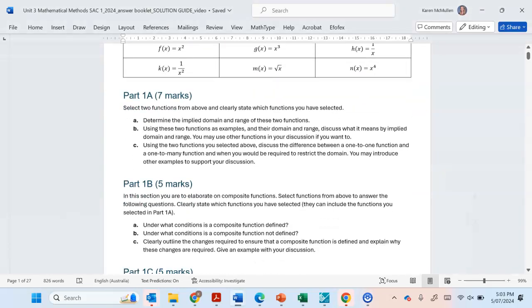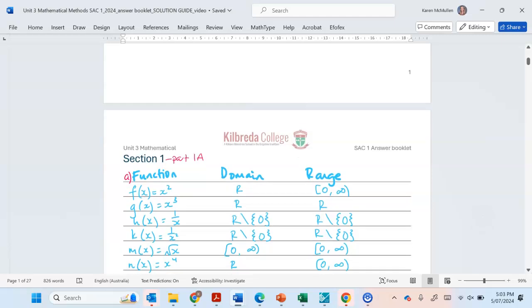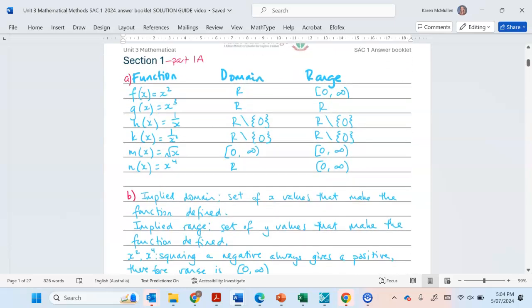Let's get started. So as I said before, I'm not going to go through every solution. I'm going to talk about what was done well and what wasn't done as well. And hopefully that gives you a better idea of what was expected. All right. So again, I gave a lot more detail. So you can see in part or question A here, I've given the domain and range of all the functions. You only had to do 2.